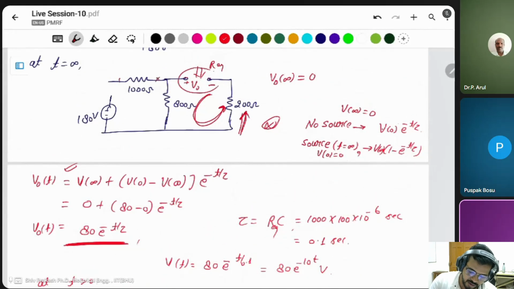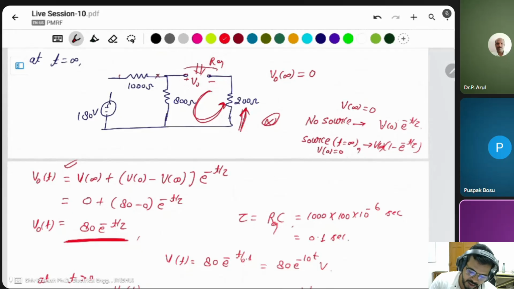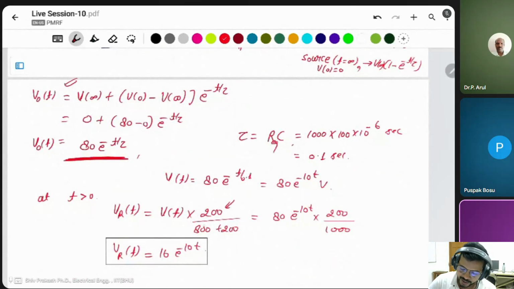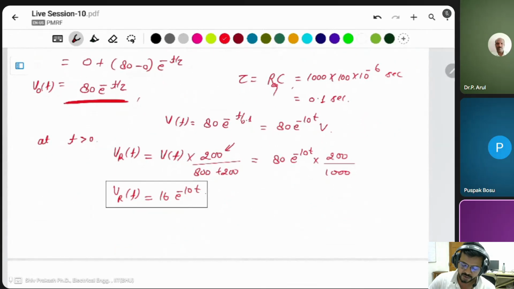This whole voltage, this voltage V naught, appears across these two resistors only, 800 ohm and 200 ohm, and both are connected in series. If both are connected in series, then in this case you can apply the simple voltage divider rule. We have to find the voltage across 200 ohm, write the 200 ohm over the total resistance, and we will get the final value of 16 e to the power of minus 10t.